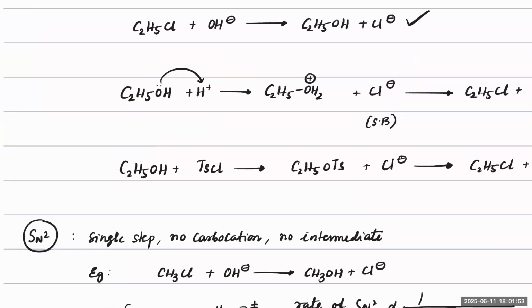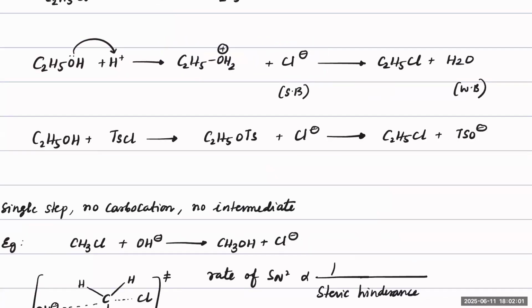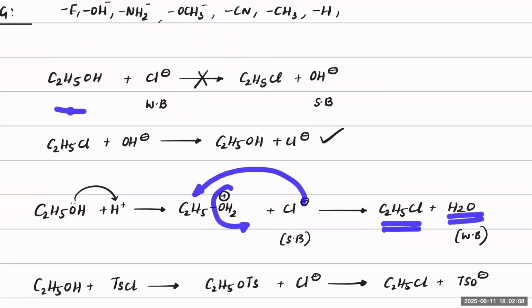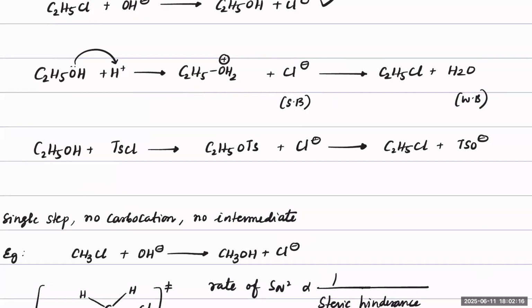Next, if you have ethanol reacting with H plus, you will get ethyl with an OH2 plus group. And then if chlorine is added to remove this OH2, you will get ethyl chloride and H2O, which means this reaction, forming the alkyl halide, was not otherwise possible. What I did first was make that OH into OH2 plus. Now OH2 plus is a very good leaving group compared to chloride, since it is a weaker base compared to chloride. So this reaction happens easily.